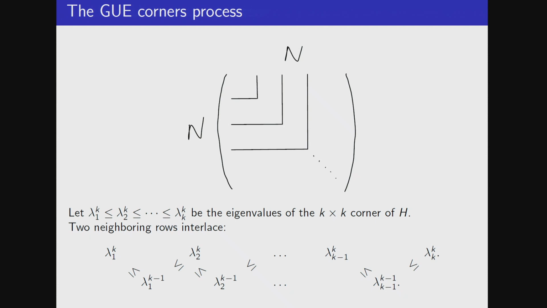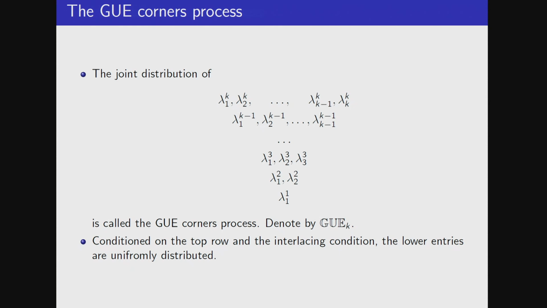So what we are going to do is take a GUE matrix and look at its 1 by 1 corner, 2 by 2 corner, 3 by 3 corner, and so on, and look at all those eigenvalues. You'll get this one eigenvalue, then these two eigenvalues, and this one is going to be in between those two, and so on. So you're again going to get this triangular array, and this joint distribution is called the GUE corners process.